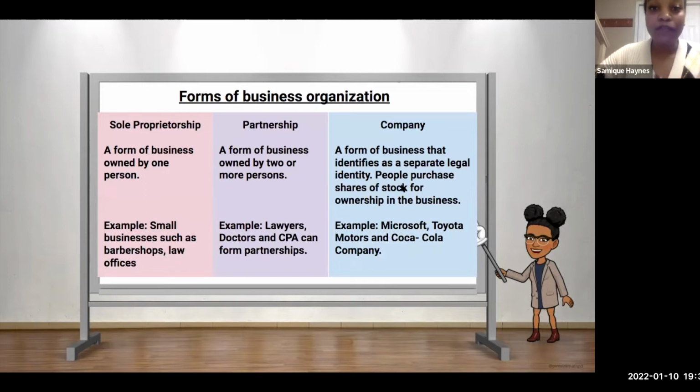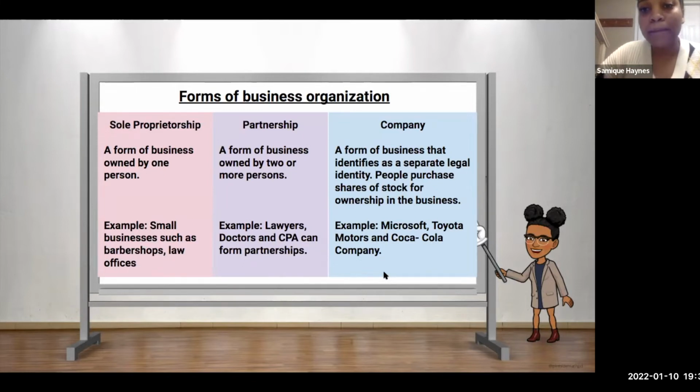All right, so forms of business organizations. Really quickly, we know there's one called a sole proprietorship, and this is a form of business that's owned by only one person. It's a small business, right? And there are advantages and disadvantages to setting up these different types of organizations. There's a partnership. So maybe you decide that you want to go into business with someone else or a group of people.